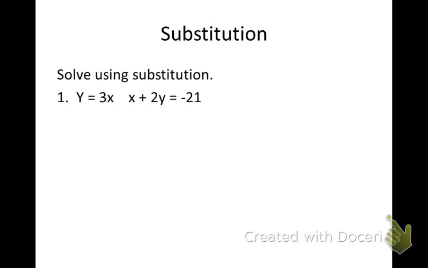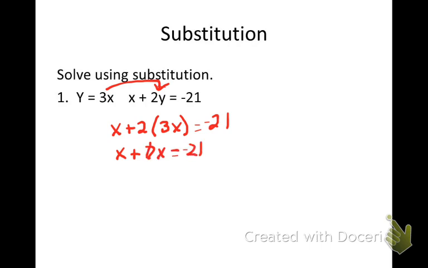So in this case, I know y is equal to 3x, so I'm going to take that, I'm going to substitute it in my other equation where there's a y. So it would say x plus 2, and now I'm going to make my substitution, replace that y with a 3x, equal negative 21. Now it's just a matter of solving. This would be multiplying, you get 6x here, working ahead. So x plus 6x is 7x equal negative 21. If I divide both sides by 7, I get x equals negative 3.